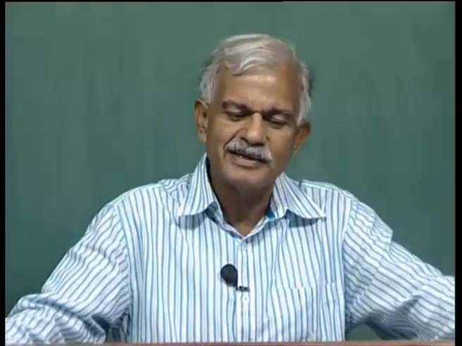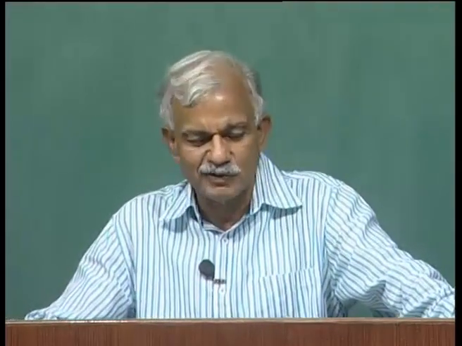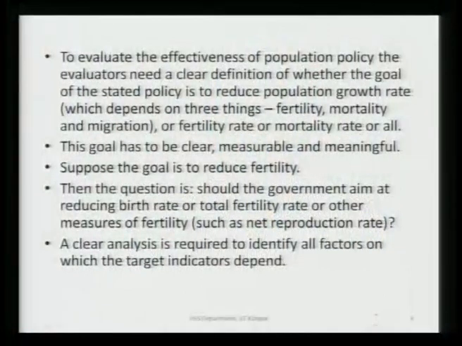And if during the time your birth rate is declining, death rate is also declining, or declining faster, then your population growth rate is increasing. So, you must be clear about what the goals of population policy are. The goals must be clear, measurable, and meaningful. Suppose the goal is to reduce fertility, then should the government aim at reducing birth rate or total fertility rate or other measures of fertility? A clear analysis is required to identify all factors on which the target indicators depend.